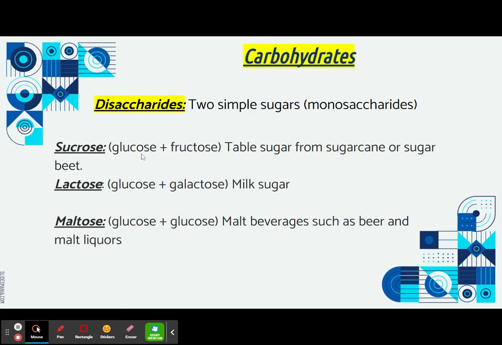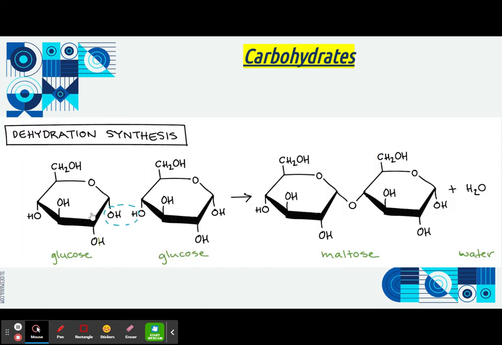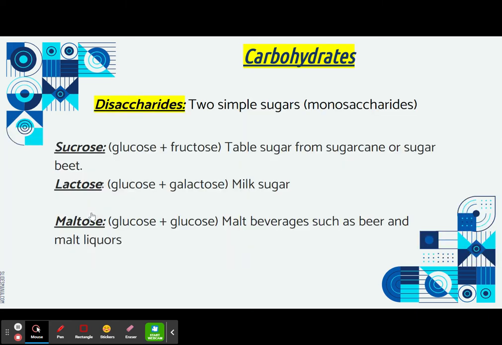So sucrose is glucose plus fructose, and we get table sugar, sugar cane, or sugar beets. Lactose is glucose plus galactose, which is milk sugar. And then we already did maltose, which is in malt beverages, beer, and malt liquors. Malted milk balls, the chocolate. So along that line.